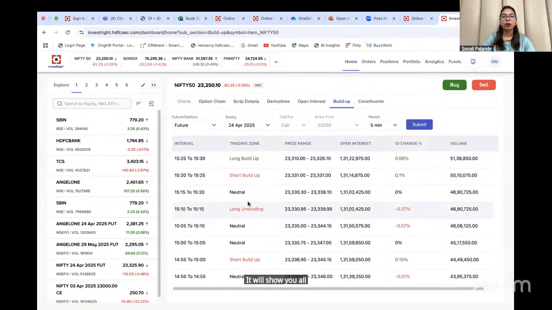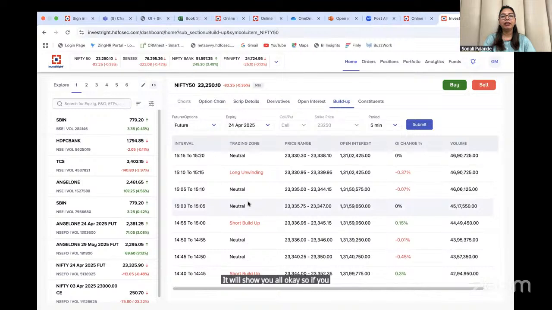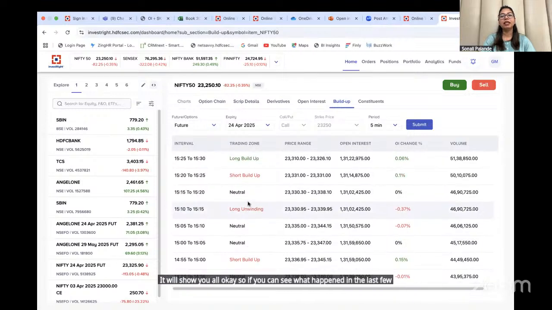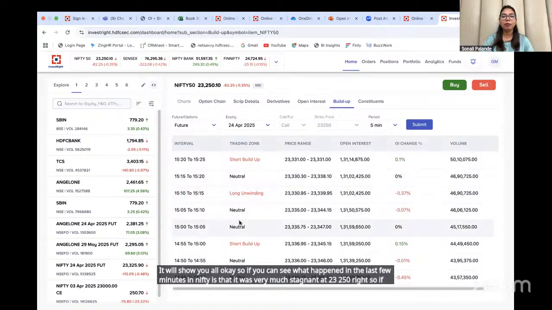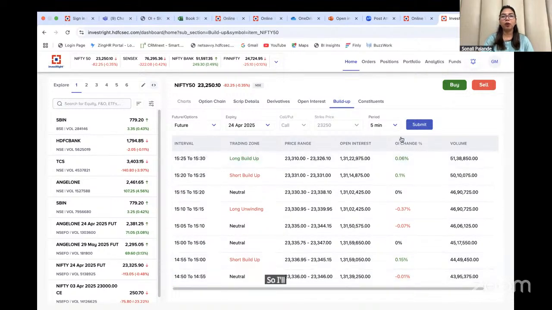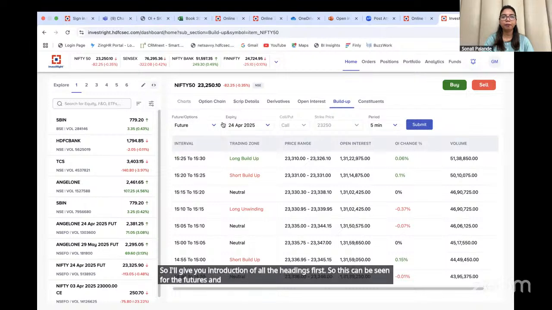Okay, so if you can see what happened in the last few minutes in Nifty is that it was very much stagnant at 23,250, right? So if you can see here, you are seeing a lot of neutral trading zones. So I'll give you an introduction of all the headings first. So this can be seen for the futures and options both. Okay, you can choose your expiry.